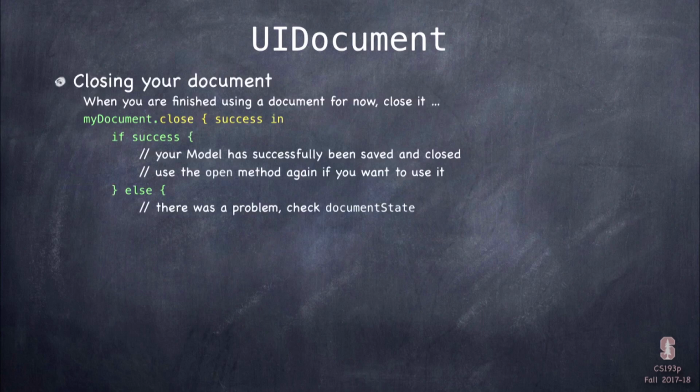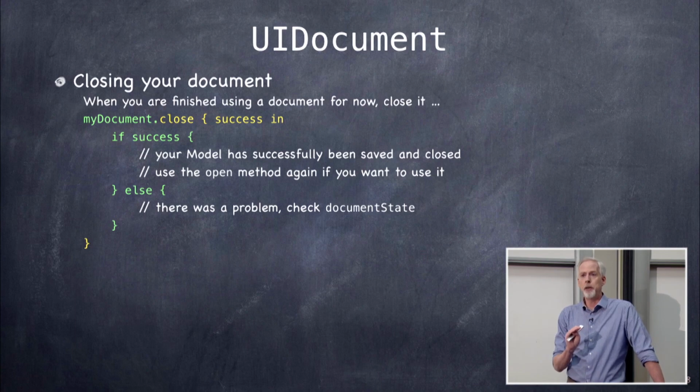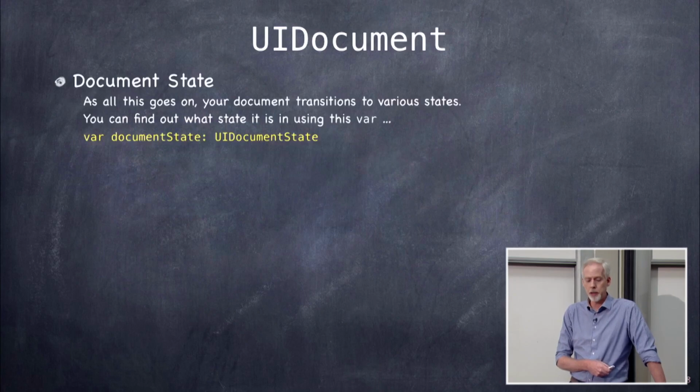When you're done with your document, you're going to want to close it. Of course, one of the big things this does is save it if it's got any outstanding changes. And again, if it fails closing it, you're going to have this document state thing. So what I keep saying, look at the document state if things fail. What is that about? Okay, well, let's look at the document state.